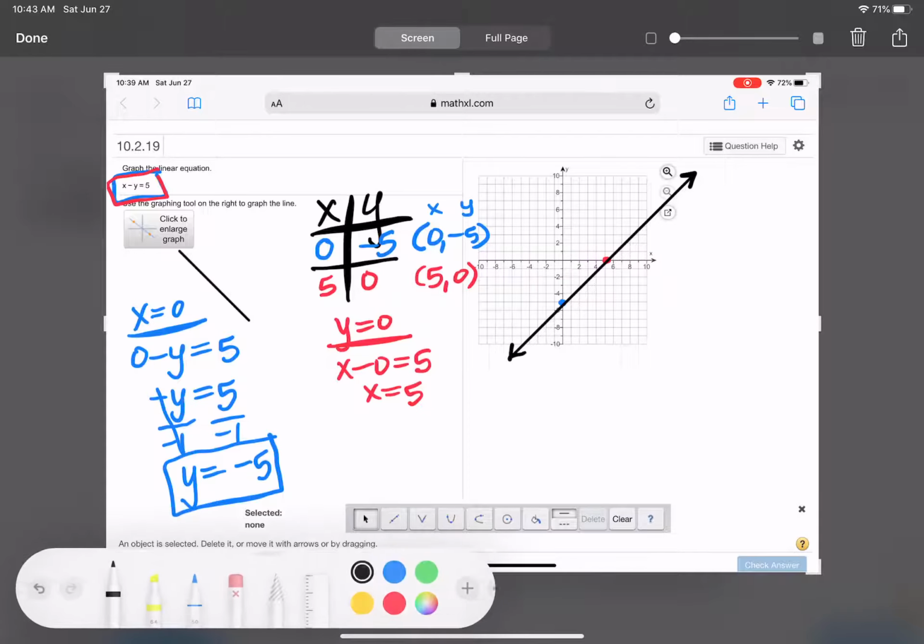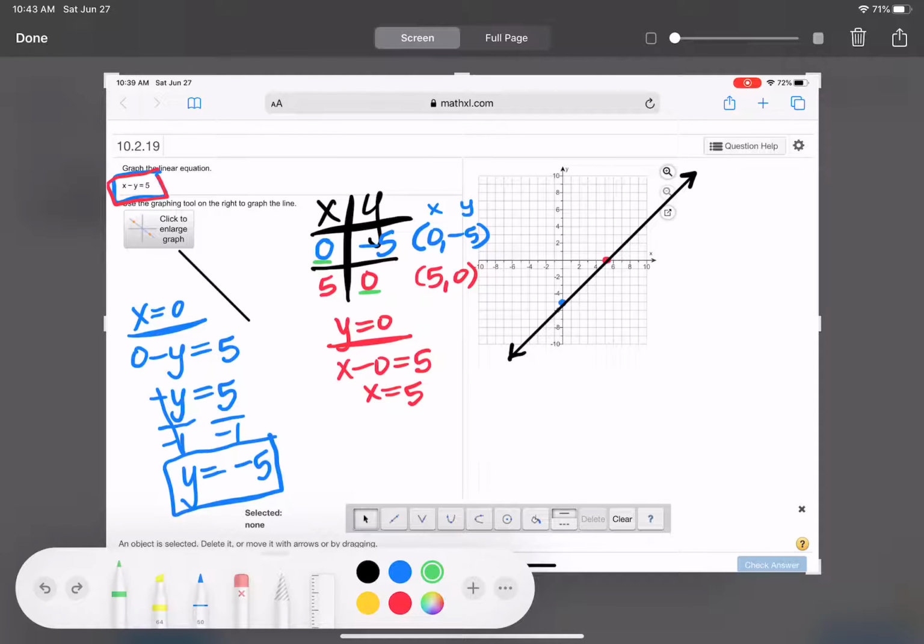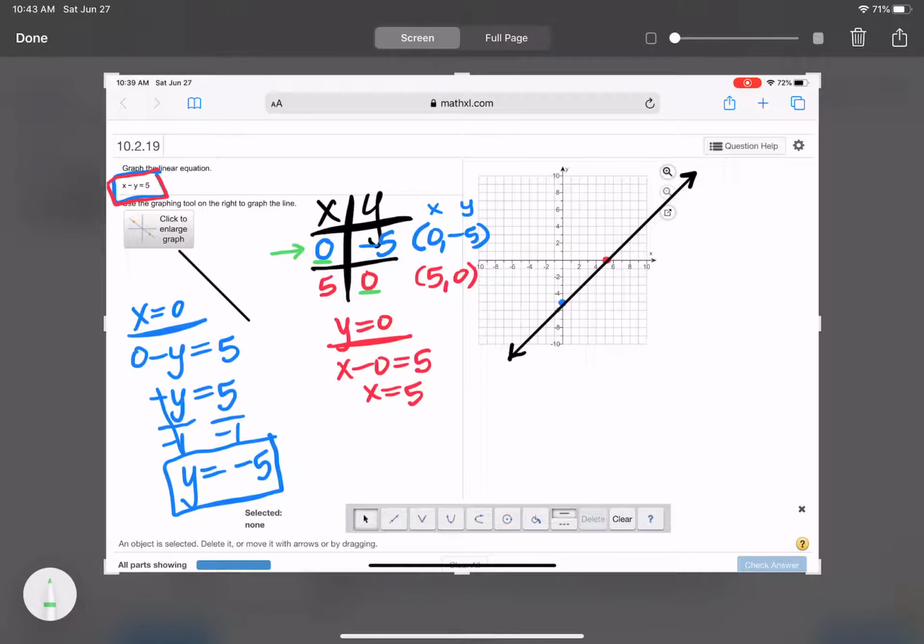Now the biggest question I get with these is, how do I know what to pick, right? We picked 0 for the X and 0 for the Y. Those are not the only 2 points on this line. If you notice, if I would have picked 6 right here, where is that ordered pair? That's at 1, right? So if instead of saying X is 0, I could have said X equals 1. And so back into this original equation, we would have had 1 minus Y equals 5.